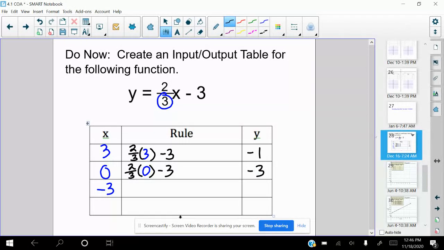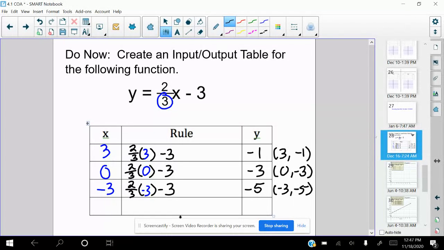And lastly, if we have the x value of negative 3, we're going to plug that in, or substitute that in, like we have been doing. 2/3 of negative 3 is negative 2. Negative 2 minus 3 becomes negative 5. And if you were to put these into ordered pairs, our first one would be (3, -1), (0, -3), and (-3, -5).